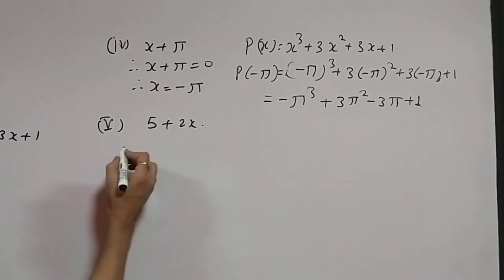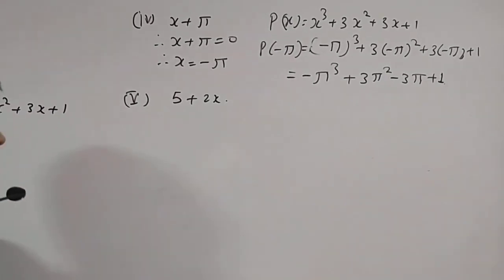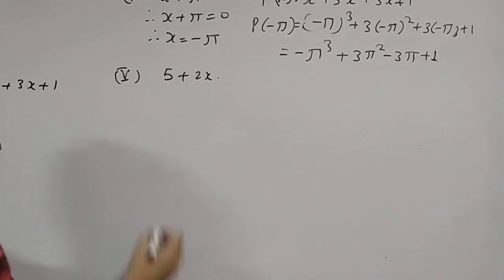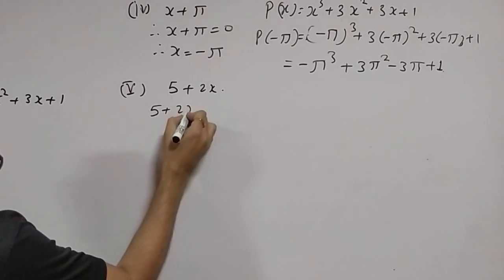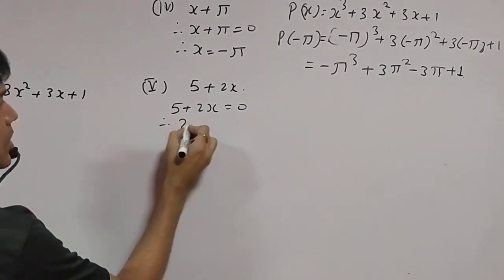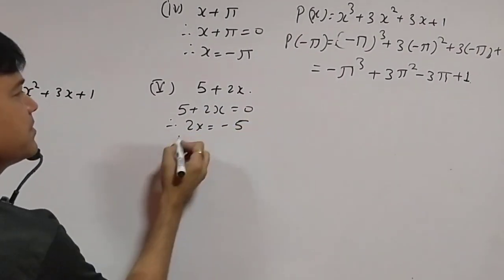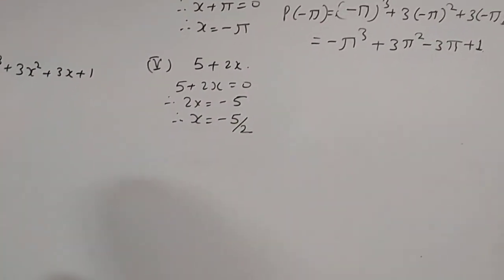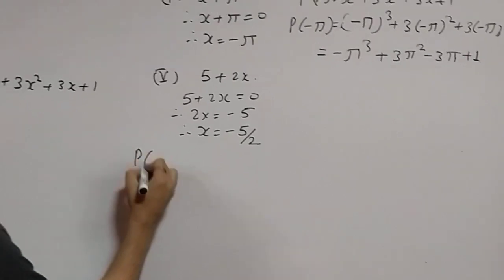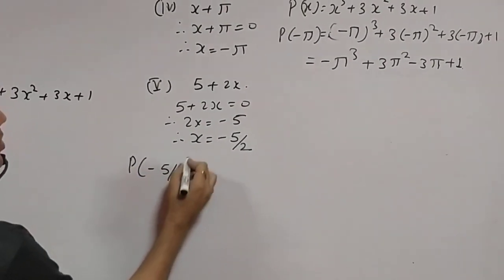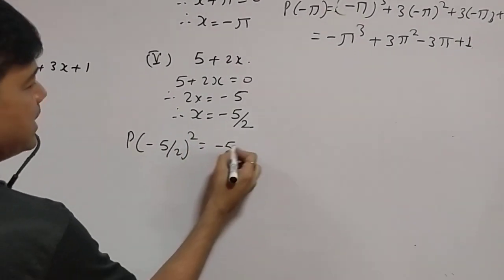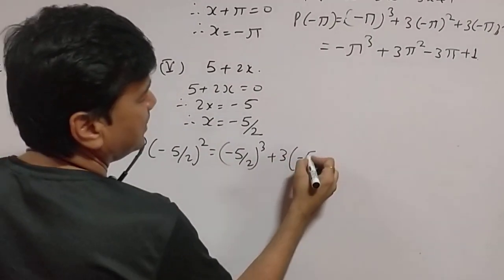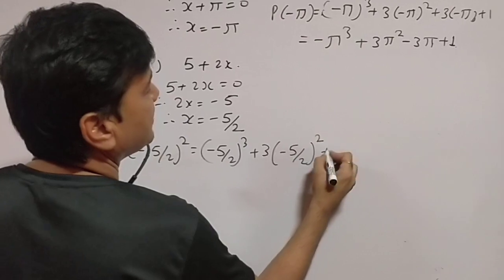Now divide by 5 plus 2x. This is a little bit difficult. It is only asked for 2 marks. 5 plus 2x is 0, therefore 2x is equal to minus 5, so x is equal to minus 5 by 2. Now p of minus 5 by 2 is equal to (minus 5 by 2) cube plus 3 into (minus 5 by 2) square plus 3 into minus 5 by 2 plus 1.